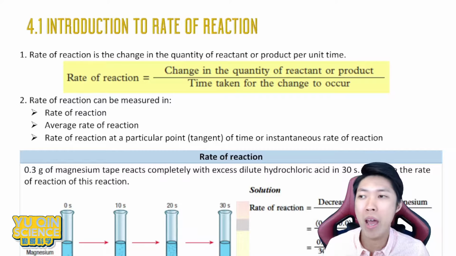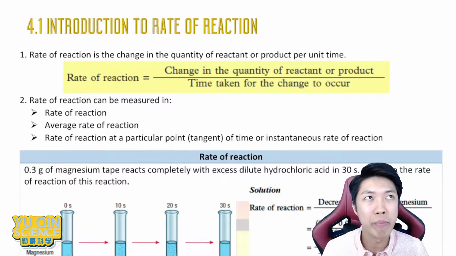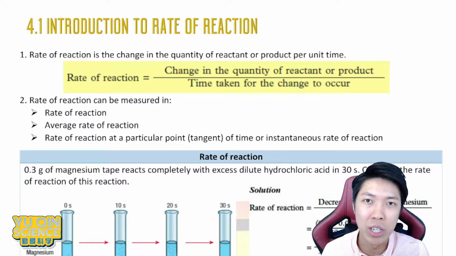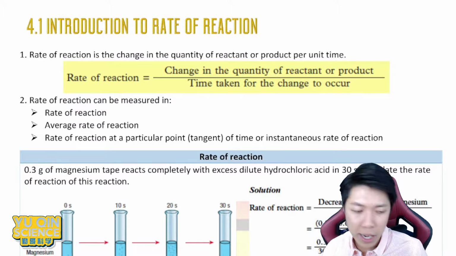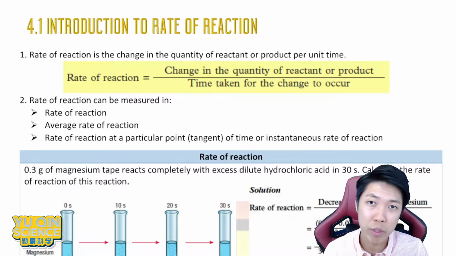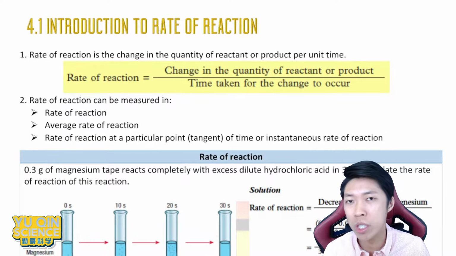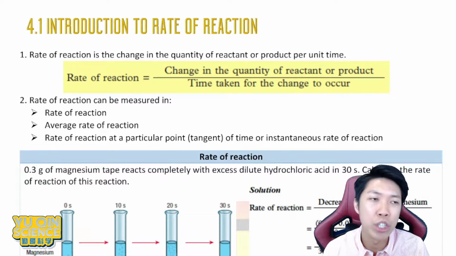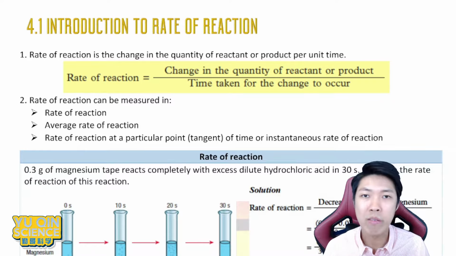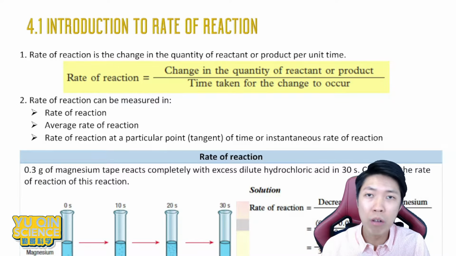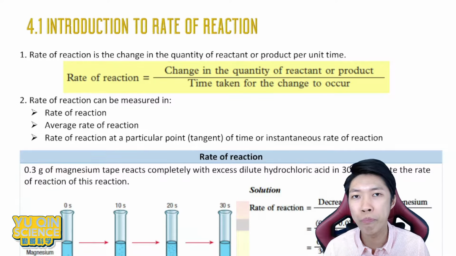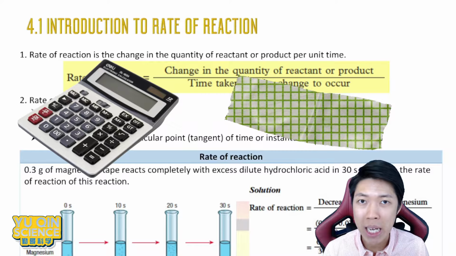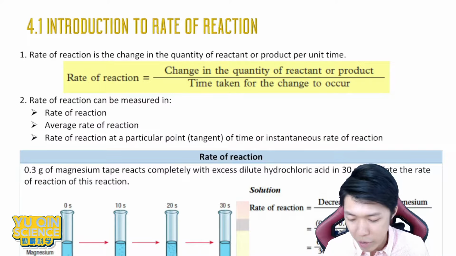Okay, welcome back to another video, right? So today I want to talk about your Form 5 Chapter 4.1, which is rate of reaction, calculation, drawing graph, and looking for tangent and whatnot. The material is available for you to download in the description box below, and I need your calculator and I need your graph paper. Okay, so let's get right into it.